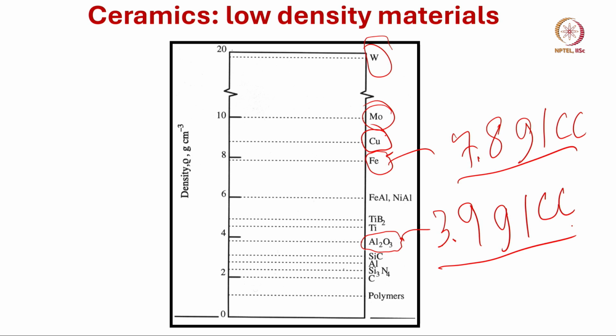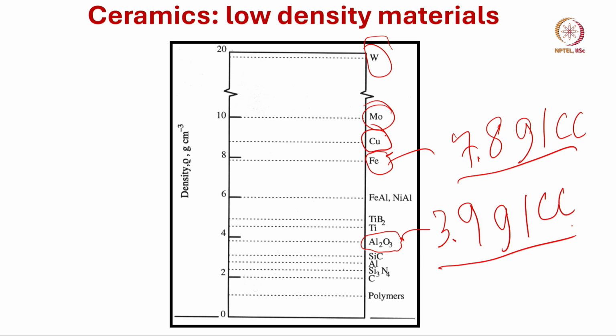Therefore, if you take a component of equal volume of steel and alumina, alumina is lighter, almost half the weight of the steel. The alumina component will have half the weight of the steel, that is, much lighter than that of the steel.